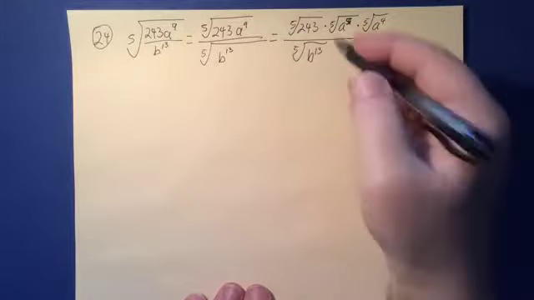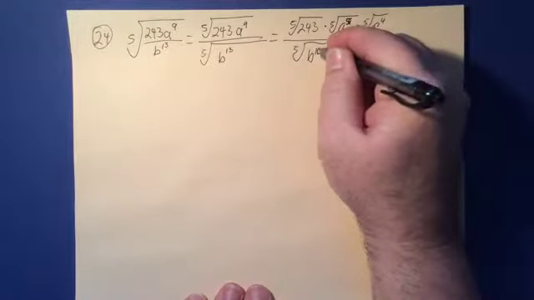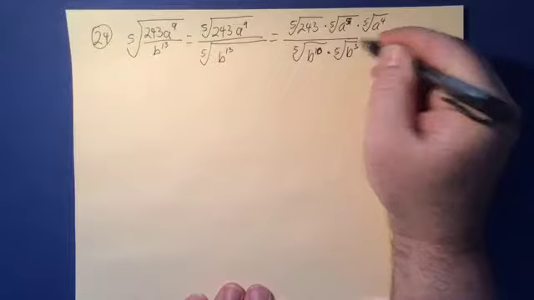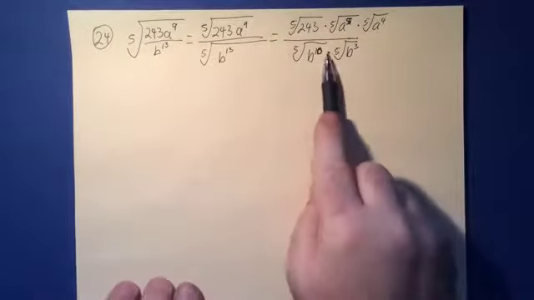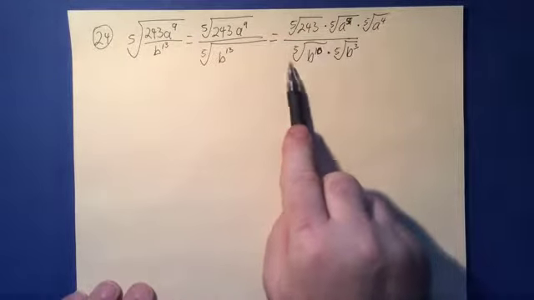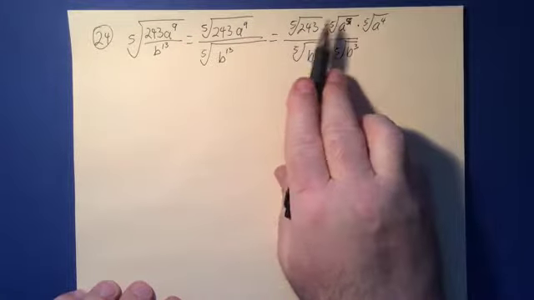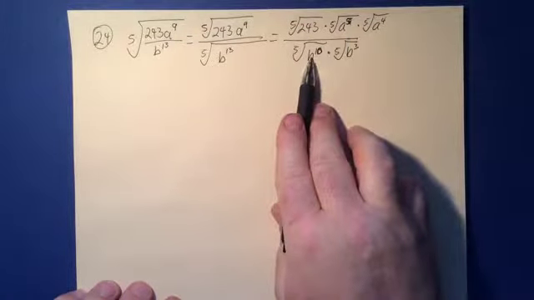B to the 13th, well, I can split it up and make it b to the 10th times the 5th root of b to the 3rd. We want the largest exponent as possible here that's evenly divisible by 5. And we have that here. So this will simplify, this will simplify, and this will simplify.